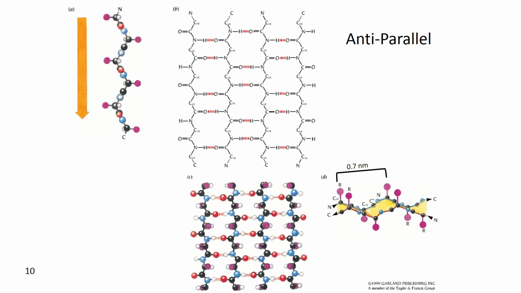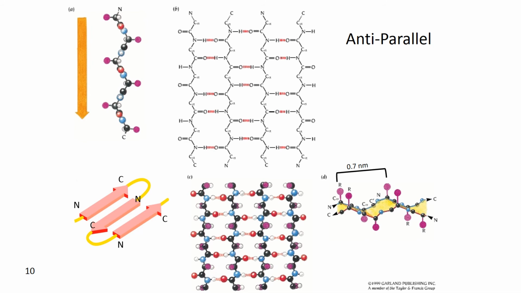Beta sheets themselves actually do come in two varieties. The first is shown here, anti-parallel beta sheets. Each of the strands of the beta sheets are oriented in alternating opposite directions, such that the amino end of one strand will align with the carboxyl end of the next strand, which will align with the amino end of the next strand, etc.